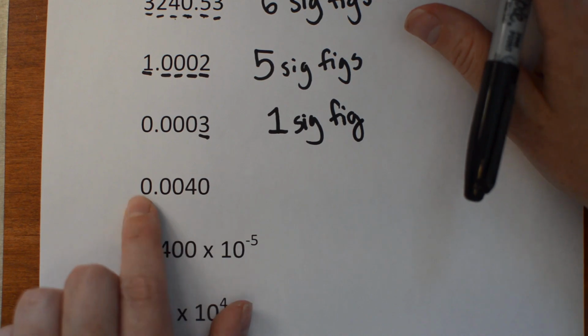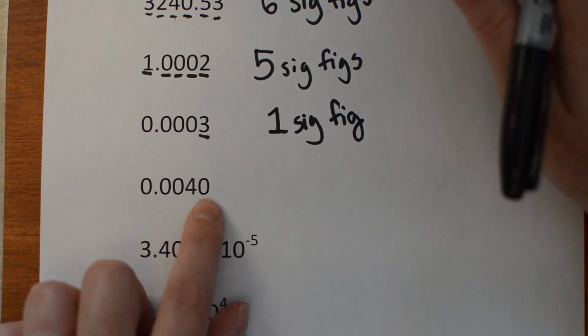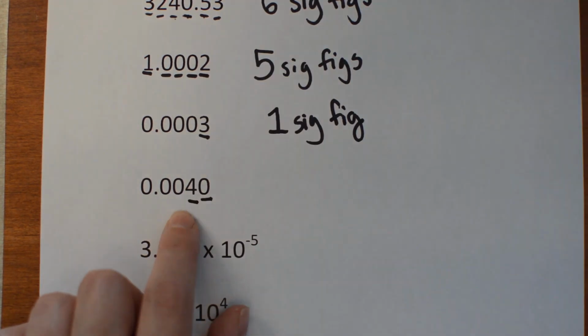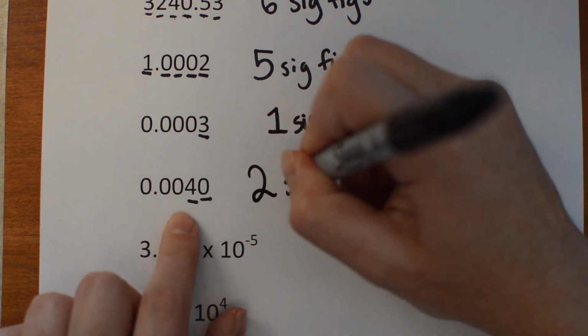Here's a number with some zeros before, which don't count. The 0 after counts. The 4 itself, of course, counts. So there are 2 sig figs there.